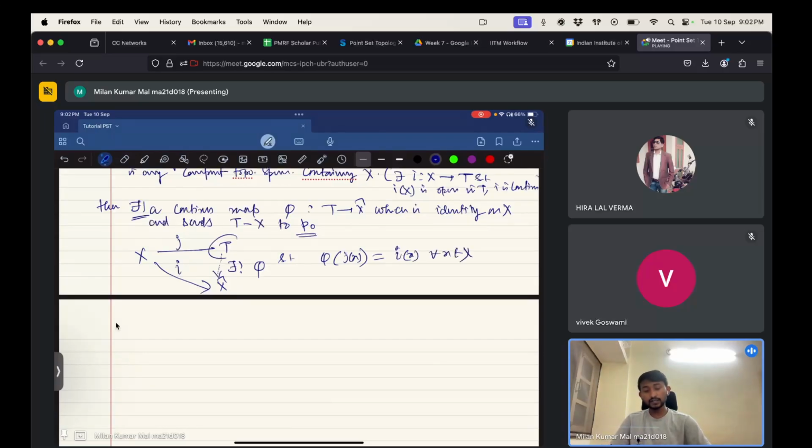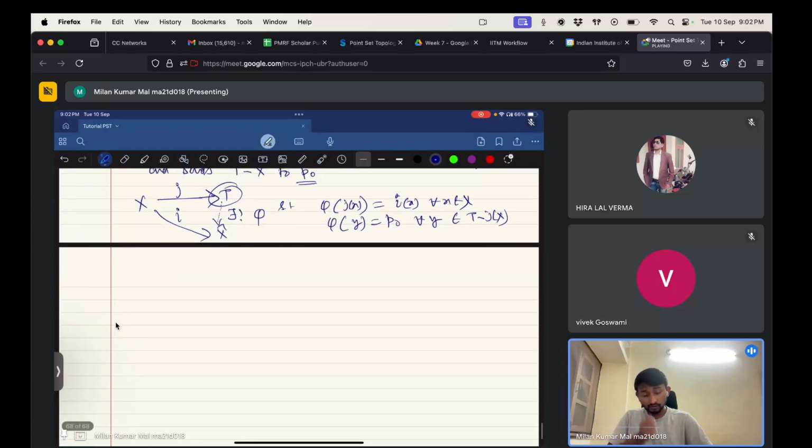So here, what are the elements? Either an element coming from X, that is Jx, or an element which is not in J of X. So phi of every element y equals p naught for all y sitting inside T minus J of X. This is the theorem.